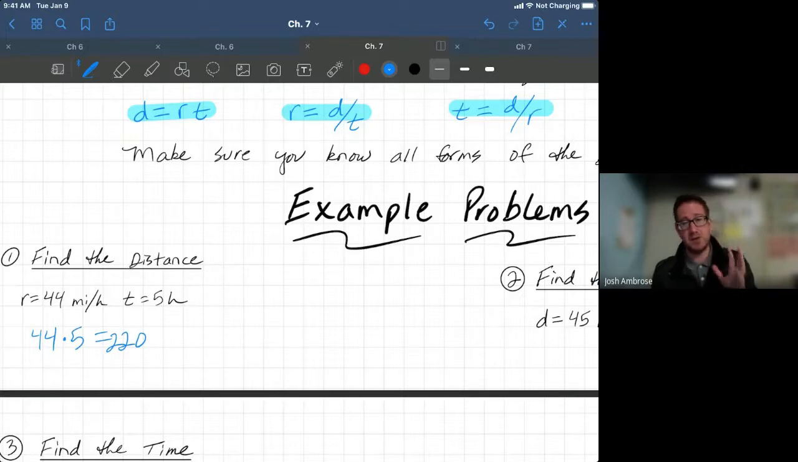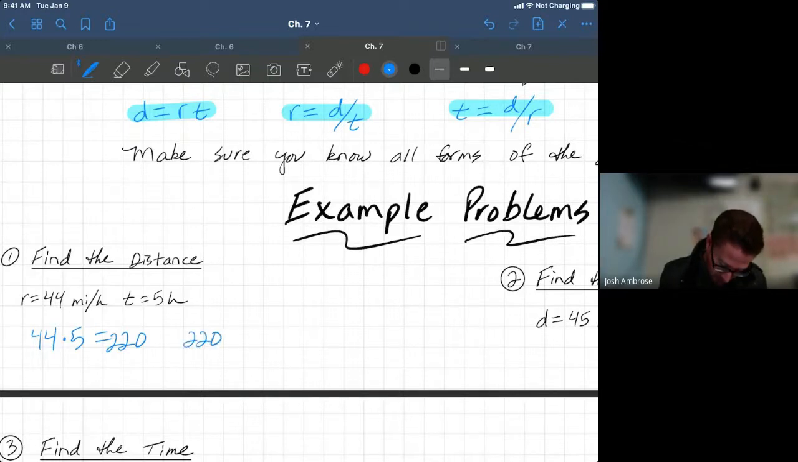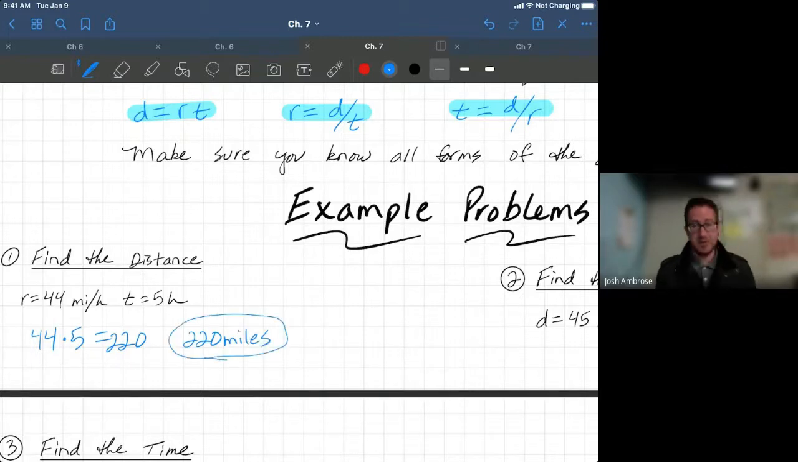220. And don't forget, we're still having to use units. So what is this? This is 220 miles. Okay. That's it. That's all you have to do right there. Finding distance. Simple. Use the right equation. Use the wrong equation, simple is not going to be helping.